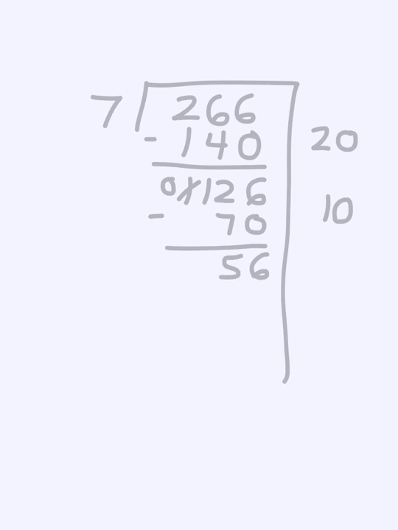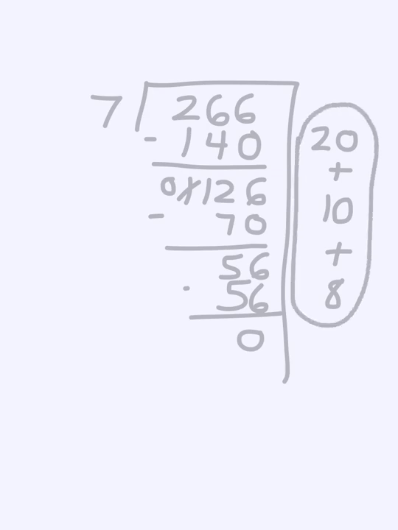And now I'm at a basic fact. I know since I have less than 70, it has to be in my 1 through 9 facts. So 7 times 8 equals 56, and no remainder. So now I have to put all this back together. So I have 20 plus 10, which is 30, and 30 plus 8 is 38.